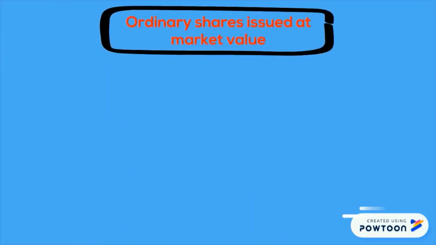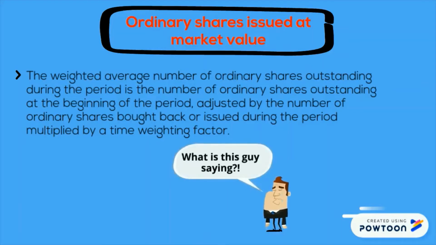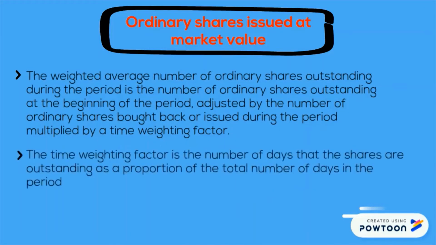For ordinary shares issued at market value, the weighted average number of ordinary shares outstanding during the period is the number of ordinary shares outstanding at the beginning of the period, adjusted by the number of ordinary shares bought back or issued during the period multiplied by a time weighting factor. The time weighting factor is the number of days that the shares are outstanding as a proportion of the total number of days in the period.